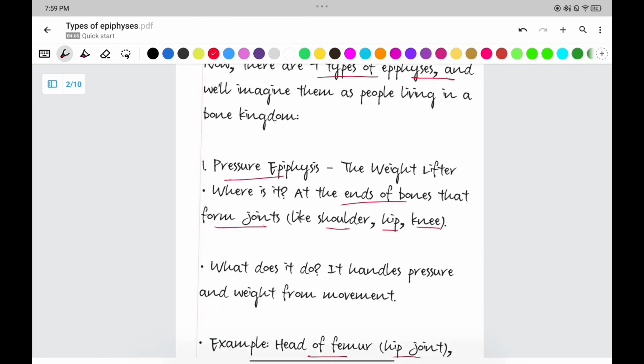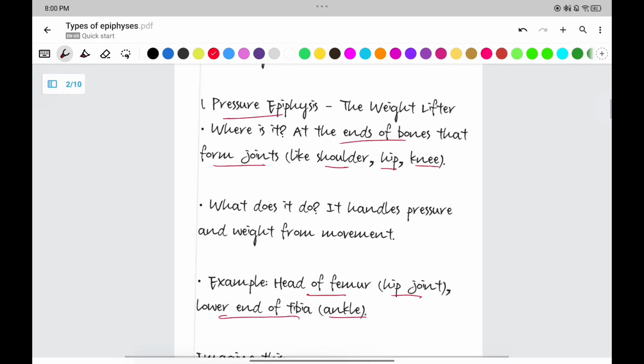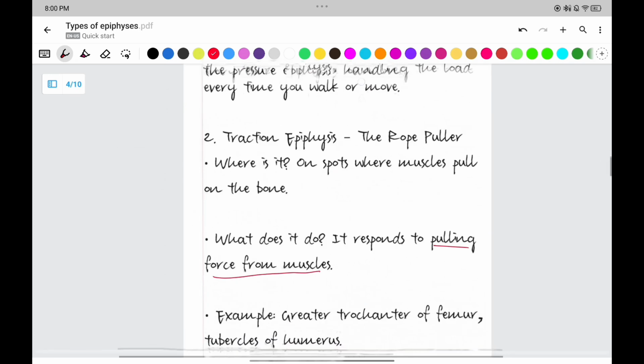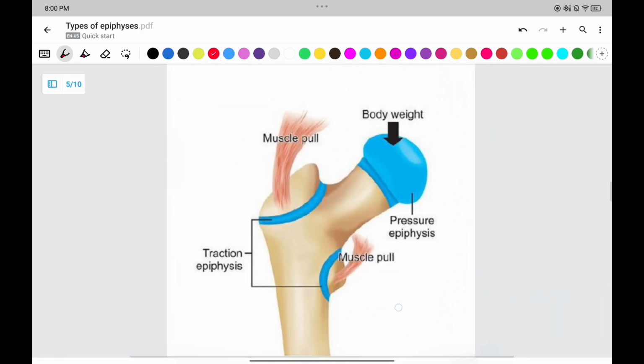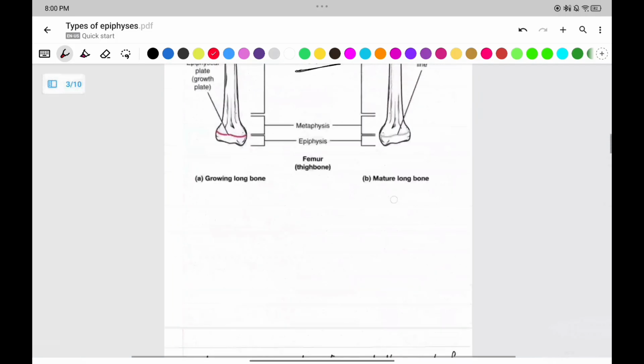Okay, the first type of epiphysis which we are going to discuss is the pressure epiphysis. Generally, the pressure epiphysis is something like the weight lifter. Whatever weight the bone bears will be weight on the pressure epiphysis. One second, I'll show you the image. This part is known as the pressure epiphysis. The body weight is generally placed on the pressure epiphysis. It takes the entire weight of the body. That is why it is named the pressure epiphysis.